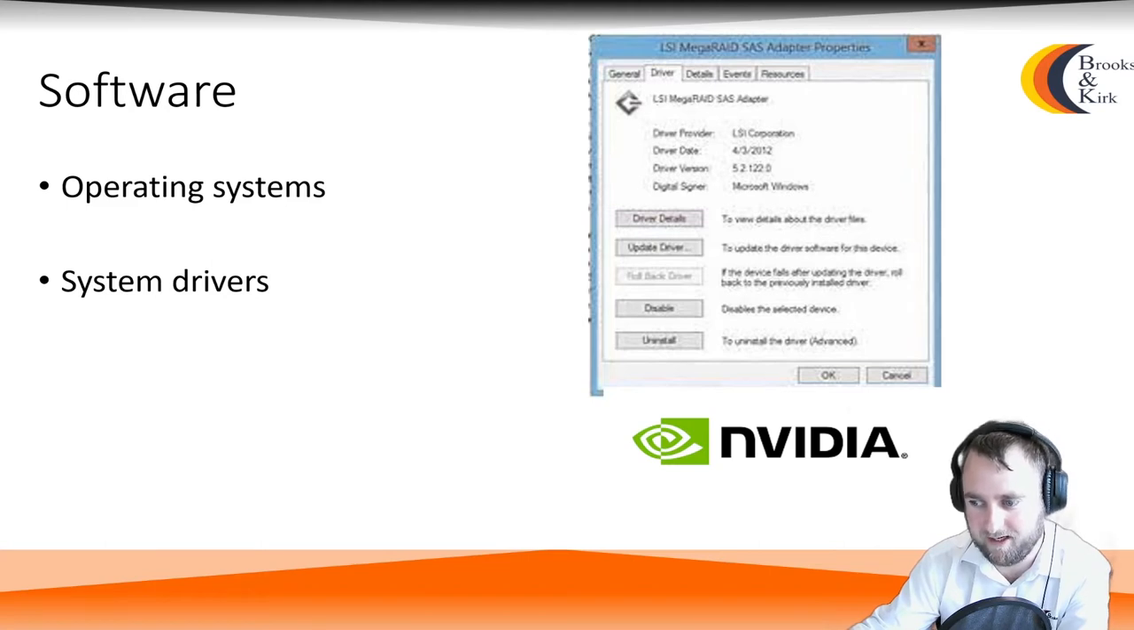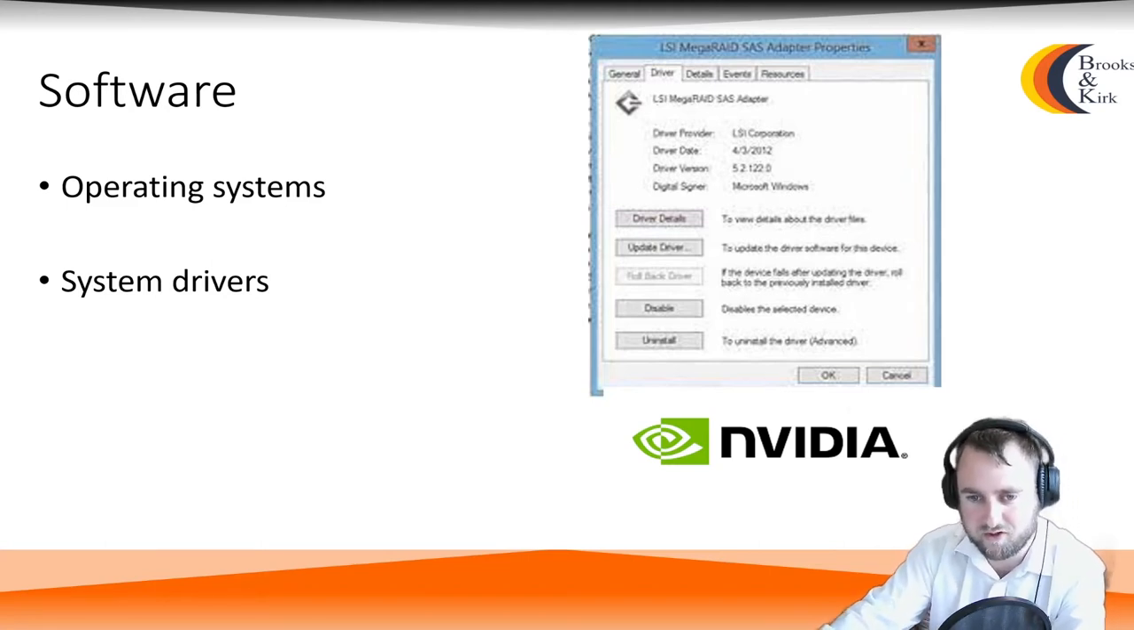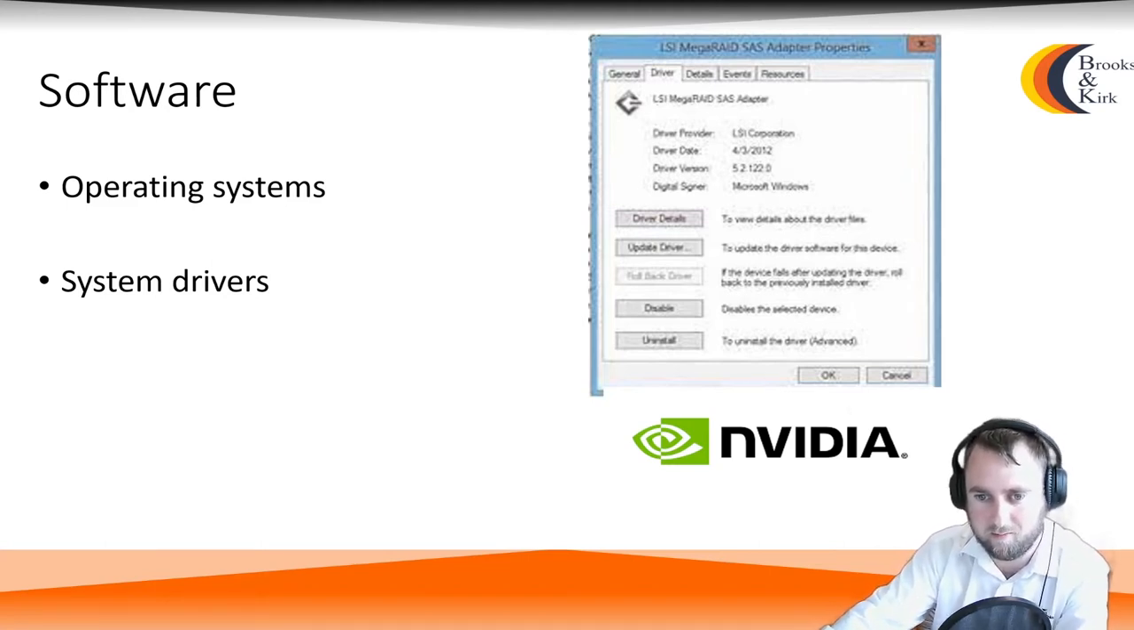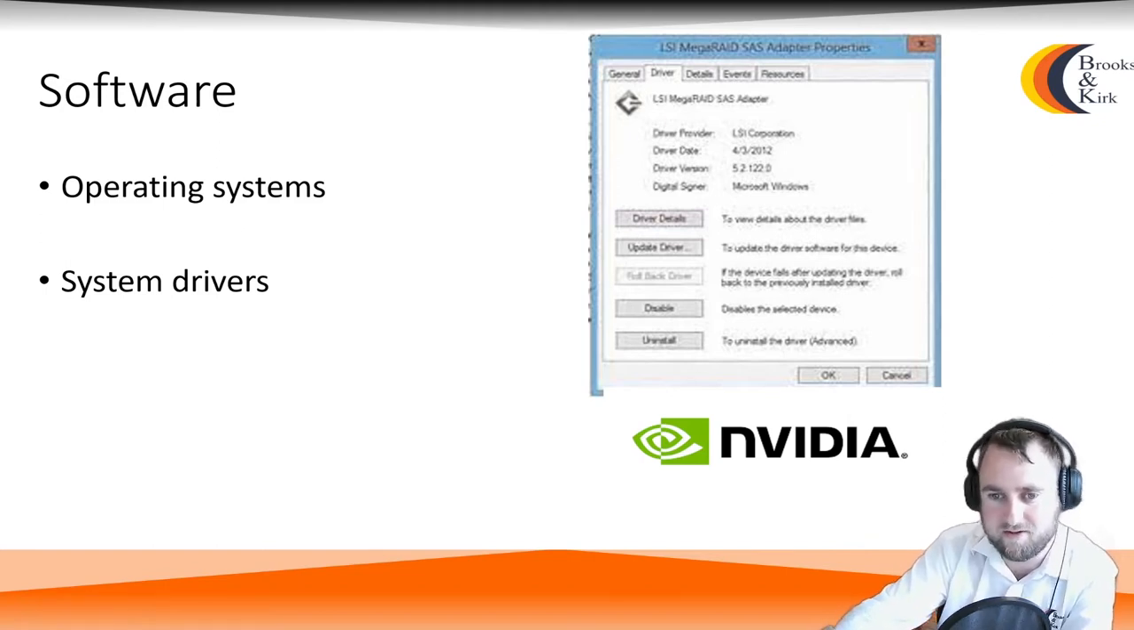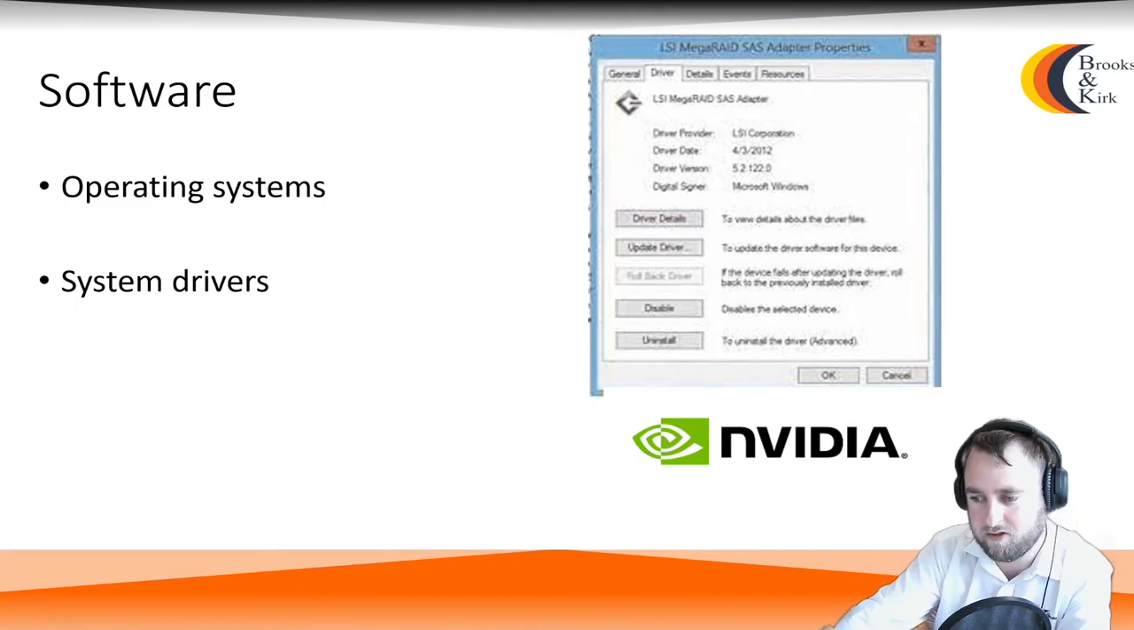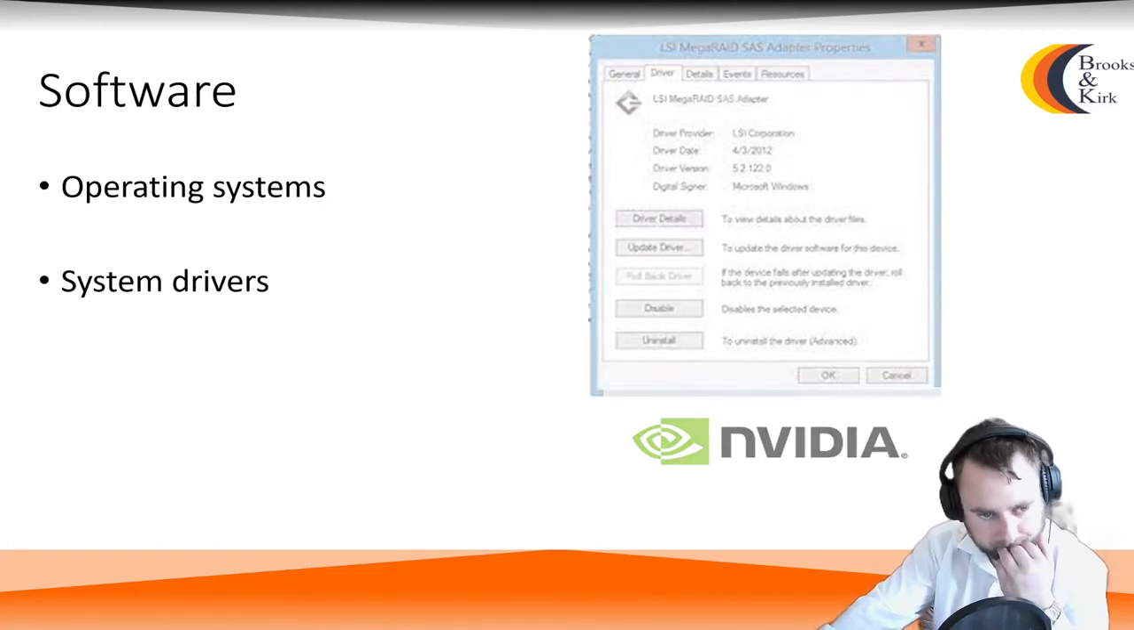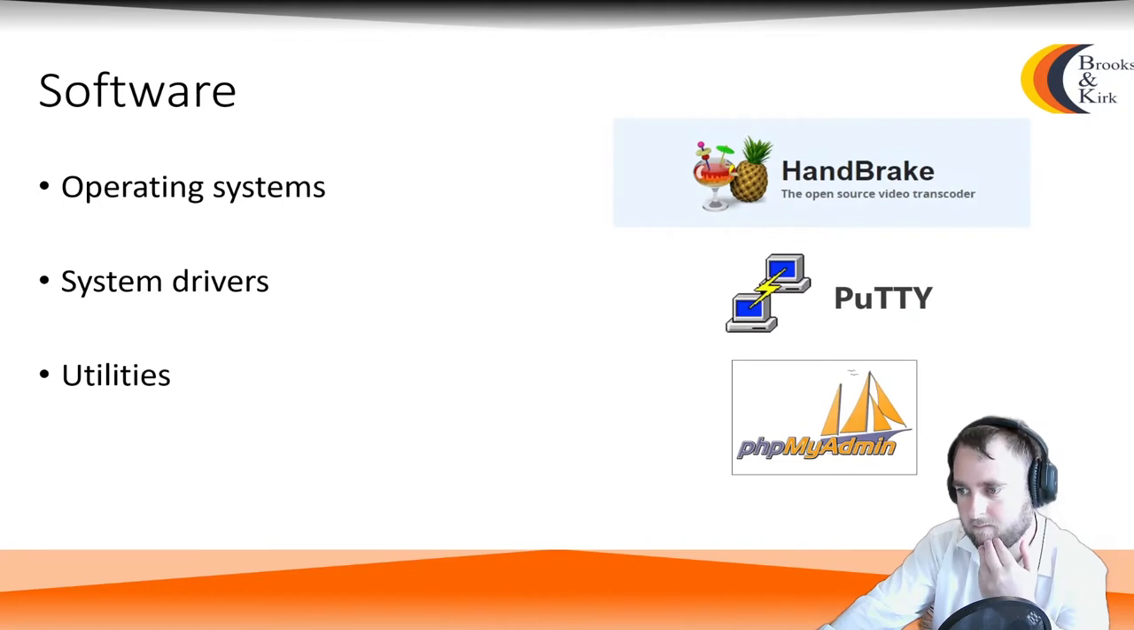So if you plug in a webcam, the driver will say, oh, hi, you're a webcam. I know now how to use you. Otherwise, if it didn't have any sort of driver software, it would just be something that's physically plugged in, but the operating system wouldn't know how to communicate with it or use it. So this is another type of software. Sure. Now, if you're going to ask me what utilities is, I have no clue.